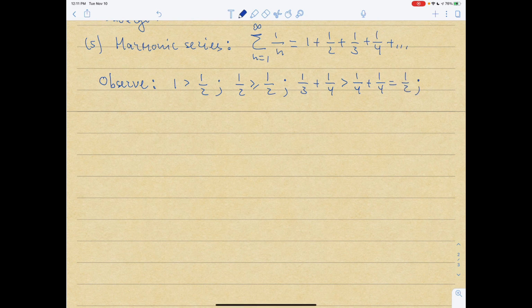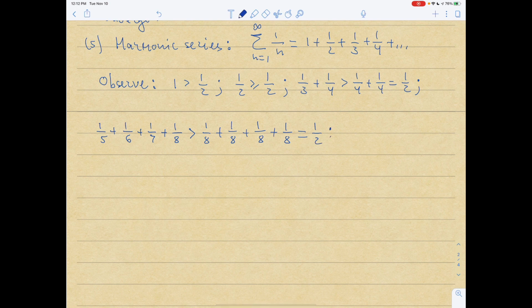I keep going like this. The next four terms are going to be 1/5 plus 1/6 plus 1/7 plus 1/8. And now all terms 1/5, 1/6, 1/7 are all greater than 1/8. So this is bigger than 1/8 plus 1/8 plus 1/8 plus 1/8, which is again 1/2.